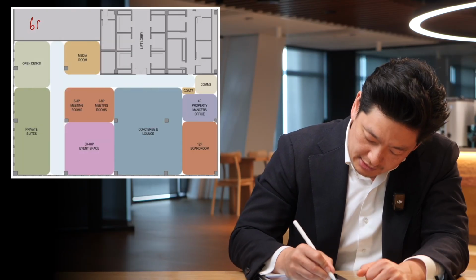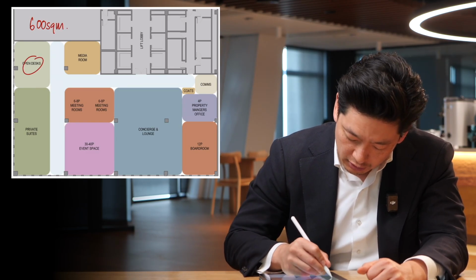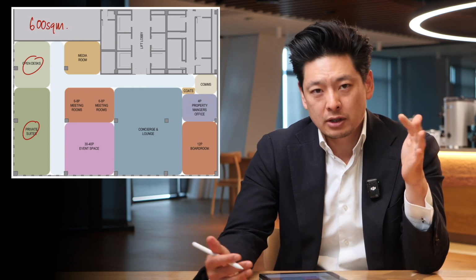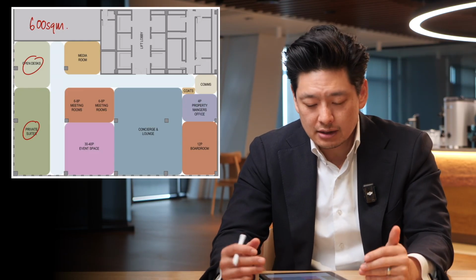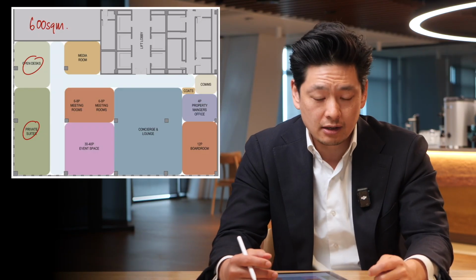Let me explain using this floor plan. So let's say this is a 600 square meter space. One of the first things you realize is there's a small amount of open desks and private suites, much less than the quantum that you expect when you look at a traditional co-working space. Whilst we don't need many of these, they're still an important part of the amenity to provide swing space and flexibility to your tenant community.